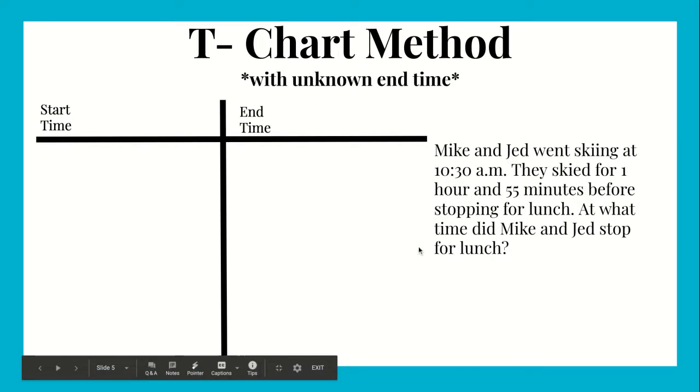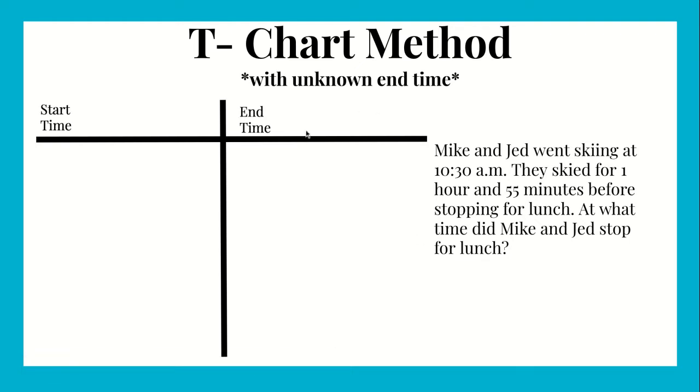Okay, so now what happens if we change up the problem a little bit? We don't know the end time. We know the start time and we know how much time went by, but we don't know the end time. So let's try that one. Mike and Jed went skiing at 10:30 a.m. They skied for 1 hour and 55 minutes before stopping for lunch. At what time did Mike and Jed stop for lunch? So I know my start time is 10:30. I don't know what time they ended, but I know I'm going to go for an hour and 55 minutes.